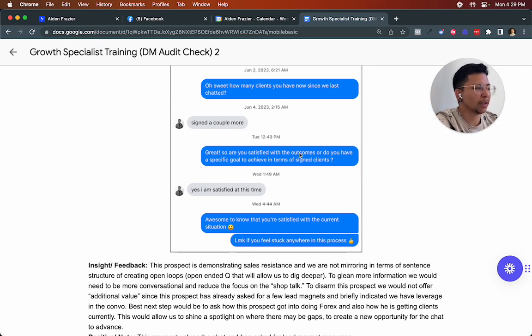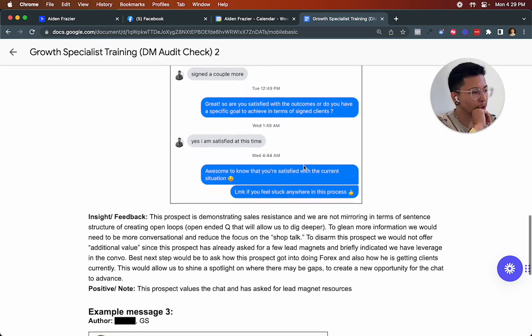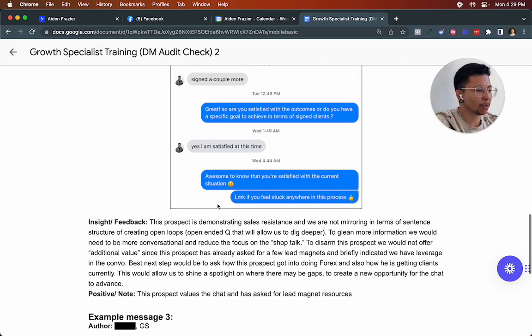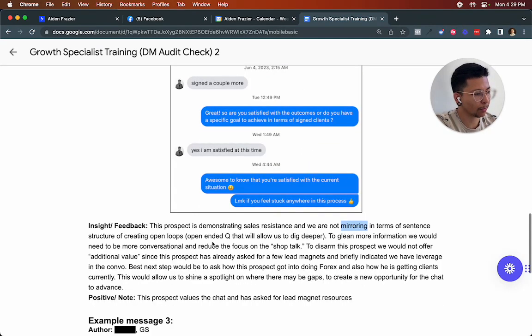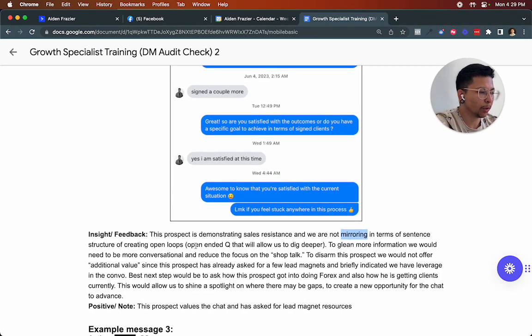So in this case, we didn't really make room for that person to clarify that situation, or for us to listen or glean additional context in regard to their situation, or if they're even charging high ticket whatsoever, or if they have a course. We don't really know much about their situation because we did not ask an open-ended question. So this prospect has demonstrated sales resistance. We haven't mirrored them. You'll notice that they're being really short with us, and we kind of have kept writing a whole lot. Also, we could have asked an open-ended question.